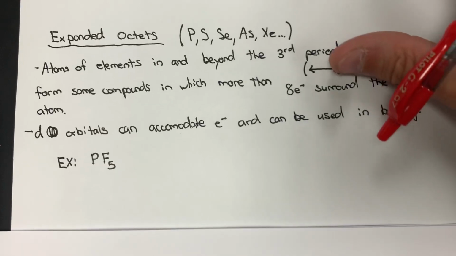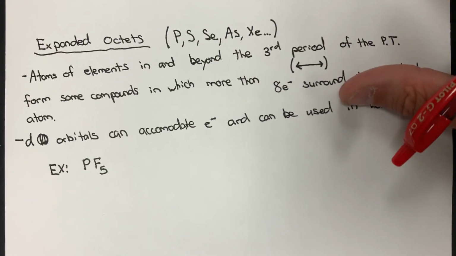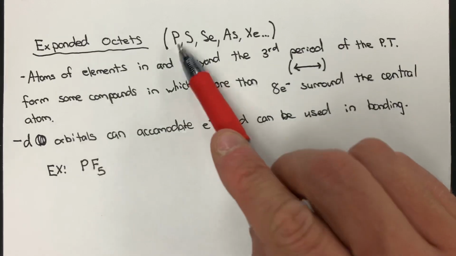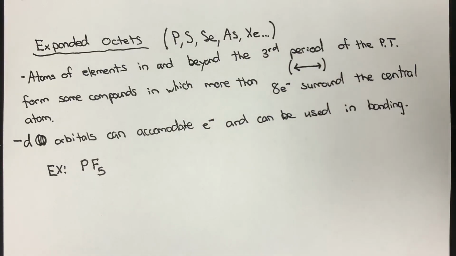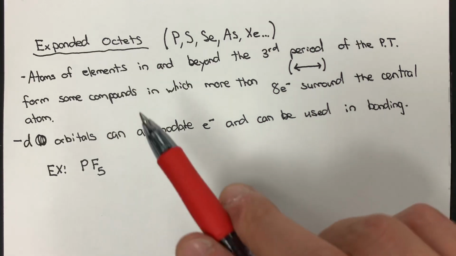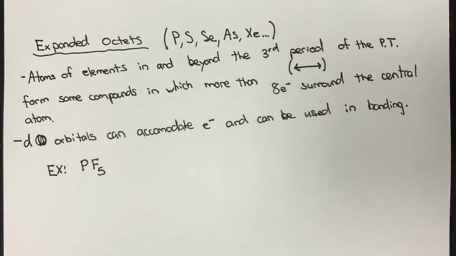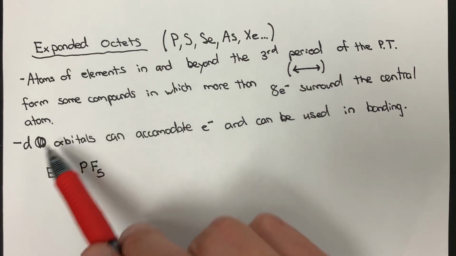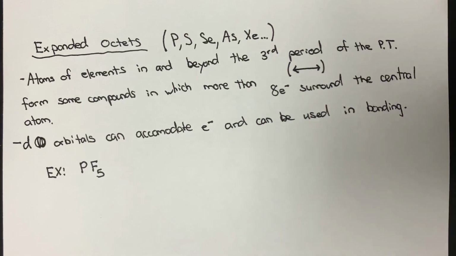The last thing we're going to talk about is this concept of expanded octets. There's a handful of elements, and these are pretty popular, that have this ability as a central atom to violate the octet rule. In fact, atoms of elements in and beyond the third period of the periodic table have the capacity to have more than 8 electrons surround them. The reason behind this is that the d orbital, which hasn't really been fully utilized at this point, say a 3d, can accommodate these extra electrons and ultimately be used in bonding. We will get into this over the coming days as far as hybridization goes.